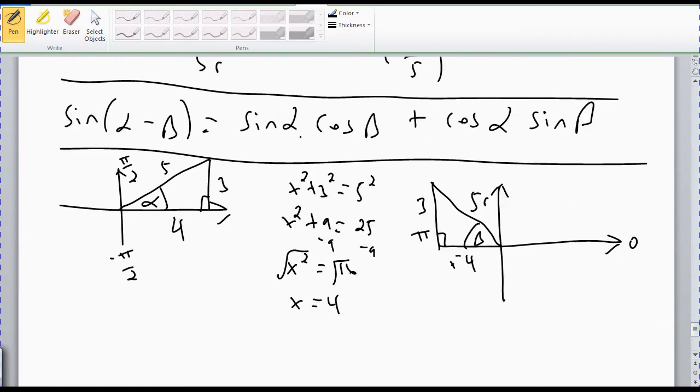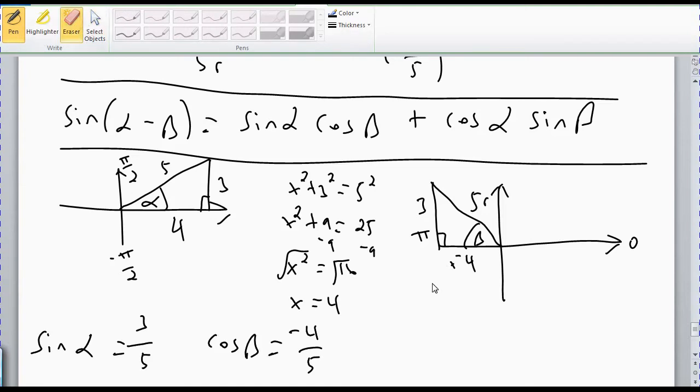So what I need is sine alpha, cosine beta, cosine alpha, sine beta. So let's find those. Sine alpha is going to be 3 over 5. Cosine of beta is going to be 4 over 5. Once again, it's x over r, adjacent over hypotenuse. Sine is opposite over hypotenuse, or y over r. And it's not a 4, it's actually a negative 4. So keep that in mind, it's a negative 4.